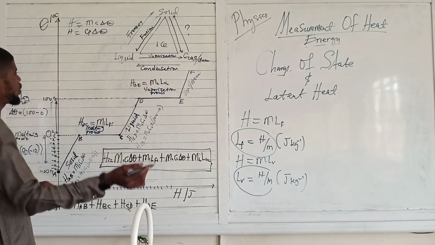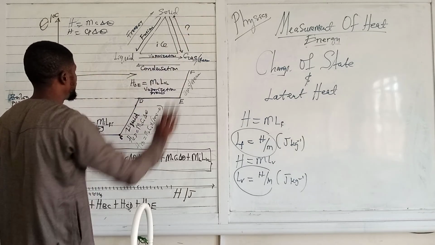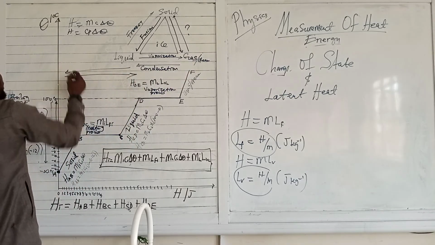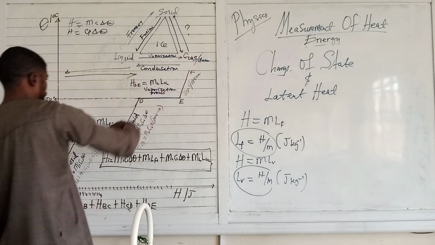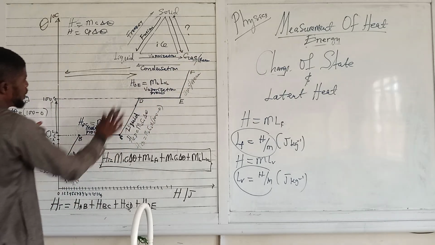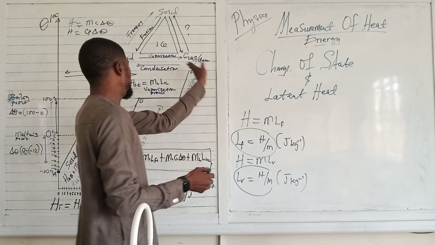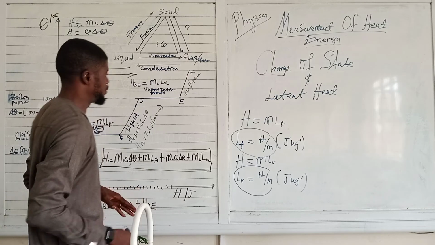It will interest you to know that going this way is the heating curve, which is the addition of heat energy. And coming this way is the removal of heat energy. This step down is removal of heat energy. Going up is addition of heat energy. What I'm trying to say is that coming down is the cooling curve. Going up is the heating curve.